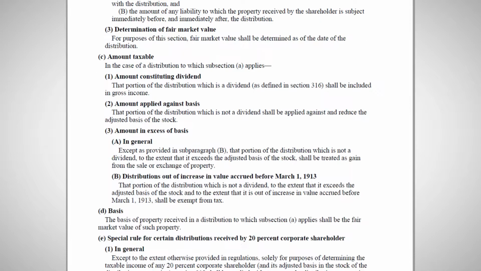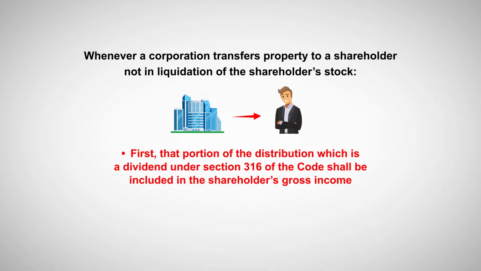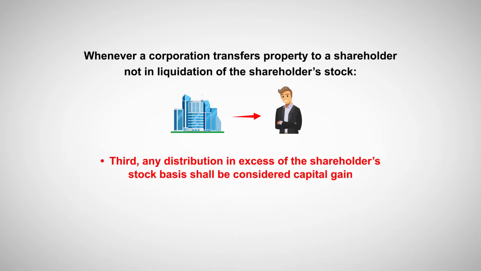Section 301(c) of the Code describes what is sometimes called the ordering rules for corporate distributions. Pursuant to this law, whenever a corporation transfers property to a shareholder not in liquidation of the stock, then, first, that portion of the distribution which is a dividend shall be included in the shareholder's gross income. Second, after accounting for the portion considered to be a dividend, that portion of the distribution that is up to the stockholder's stock basis will be a tax-free return of capital. And third, any distribution in excess of the shareholder's stock basis will be considered a capital gain.